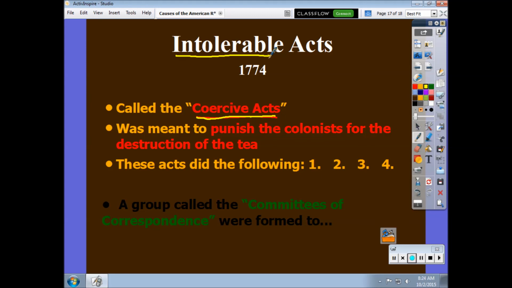So what do they do? Well, they do four things. First of all, they say, guess what? Boston Harbor is closed until the tea is paid for. Congratulations. You've now ruined your own community, because we're closing down that harbor completely until you pay for the tea. Oh, and by the way, we're getting rid of your governor, and we're going to put a general in charge of Massachusetts.